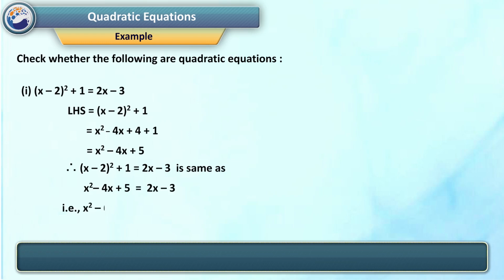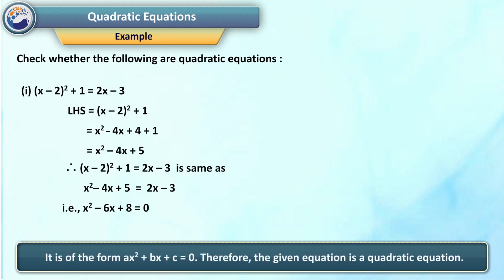Therefore, we get x² - 6x + 8 = 0. It is of the form ax² + bx + c = 0. Therefore, the given equation is a quadratic equation.